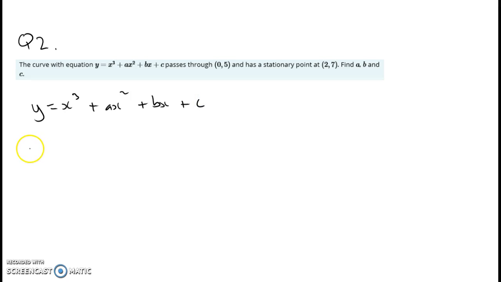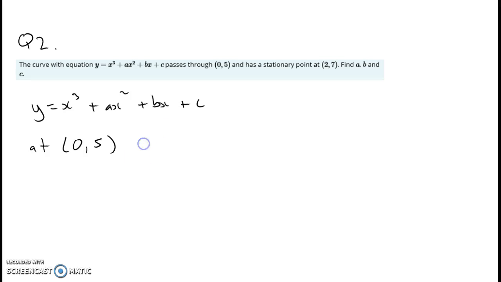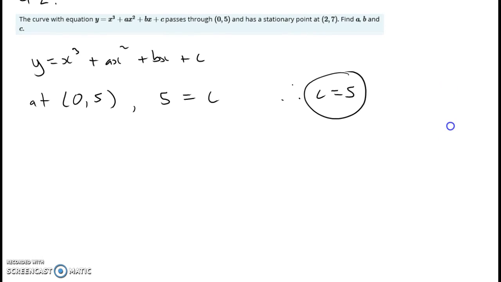We know that at (0, 5), we substitute that into our equation there, we'll get 5 is equal to 0 plus 0 plus 0 plus c. So we know c is equal to 5 straight up. Alrighty, if we keep going though, we'll be able to find a and b using this information about the stationary points.